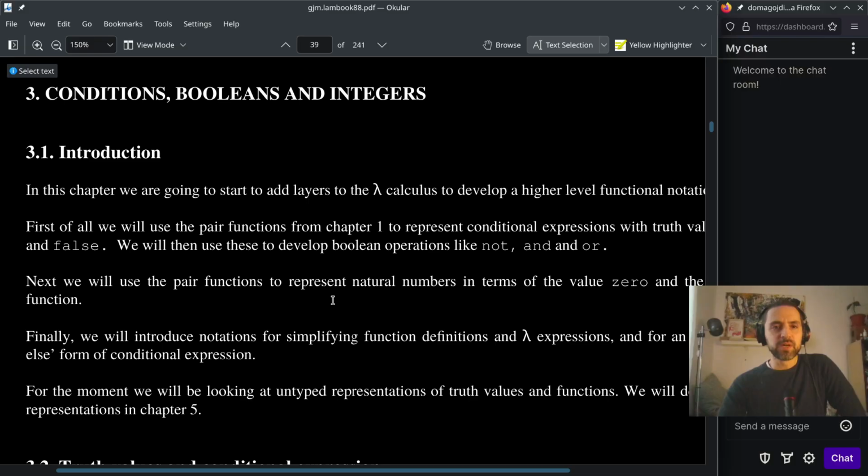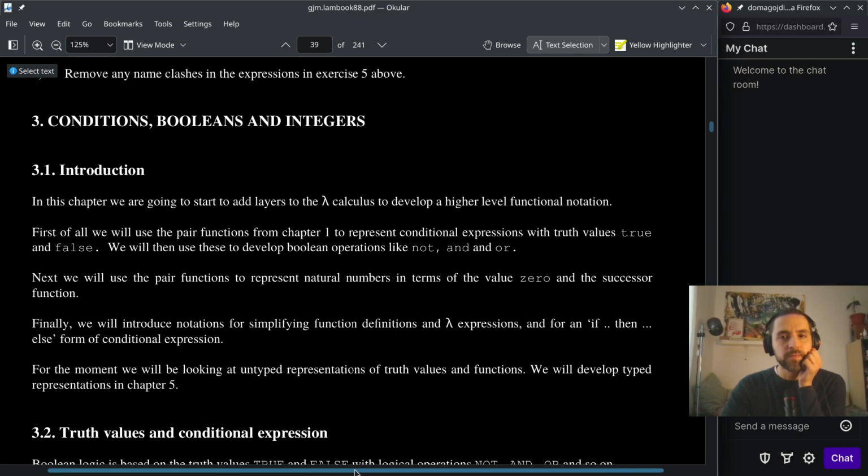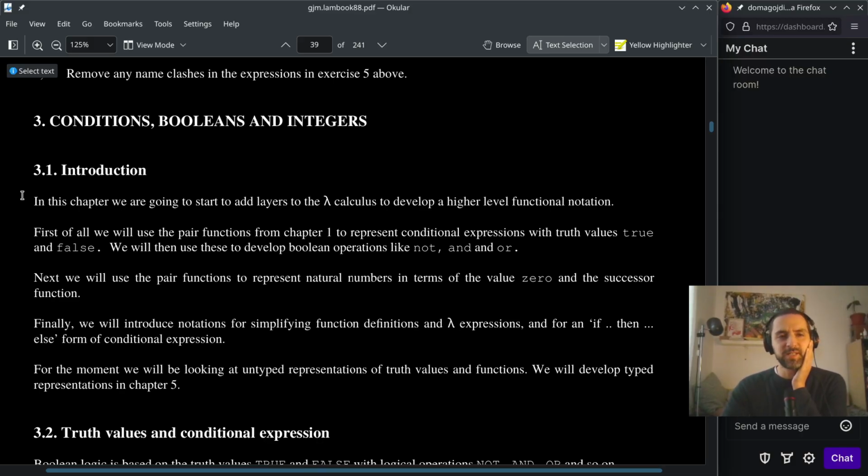I'm curious about conditions, booleans, and integers. So now we came finally to the 3rd chapter, conditions, booleans, and integers. We're going to define numbers.